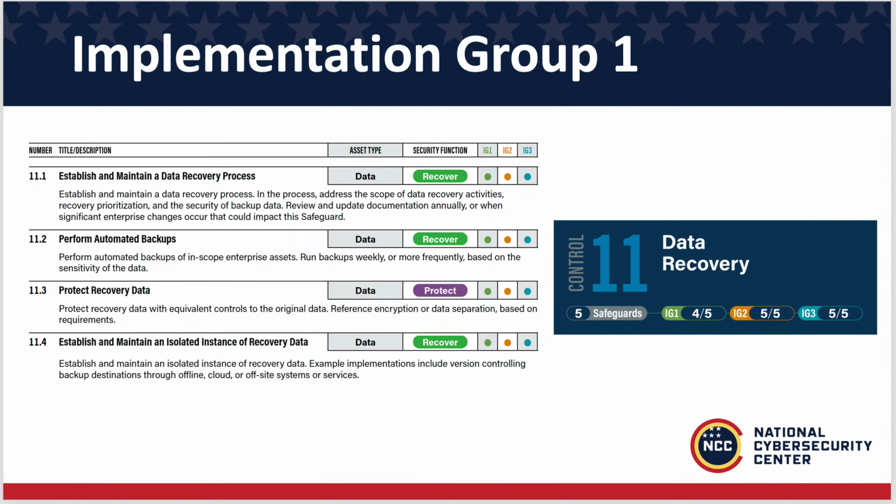So implementation group number 1, having a process, having a policy. What are you going to do when it happens, and how often are you going to update it? Performing those automated backups, whether it's weekly or more frequently. More sensitive data, you're going to want to back up more frequently. And then different policies here about protecting recovered data and what to do in the instance of a need to recover data.